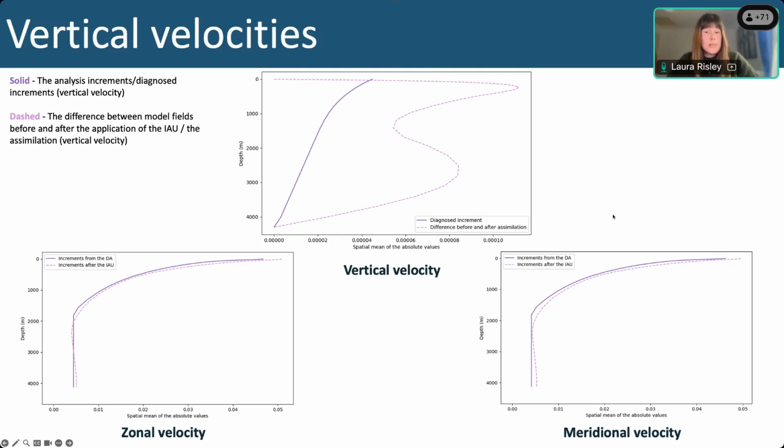And so this discrepancy suggests that the model is continuing to generate these spurious vertical motions. In particular, it implies that the balance component of the vertical velocity is playing a dominant role in determining the total vertical velocity magnitude.